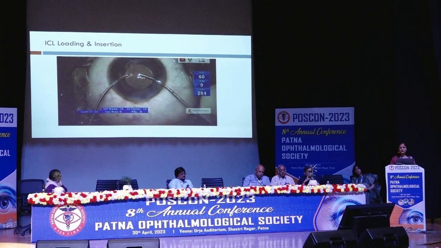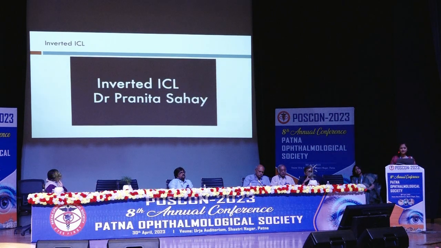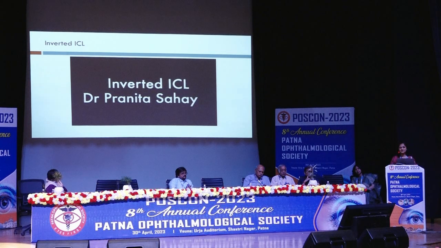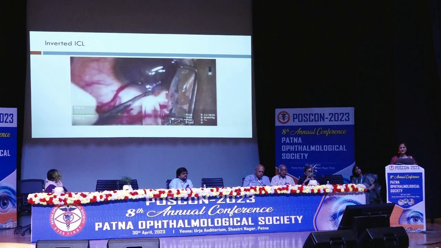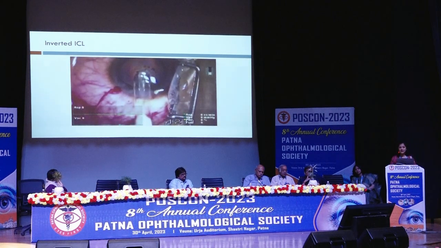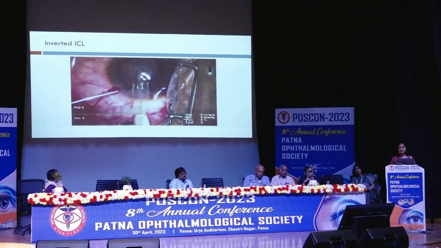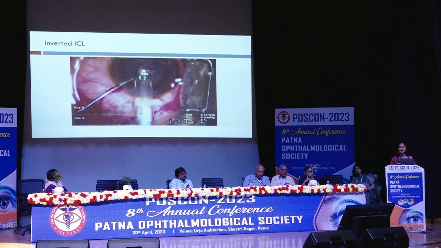After this, a bimanual coaxial irrigation aspiration can be done to complete the procedure. Now, the surgery, as simple as it is looking, may not always be that rosy and gold. Sometimes an inadvertent fast injection of the lens in the ICL may turn out to be inverted.